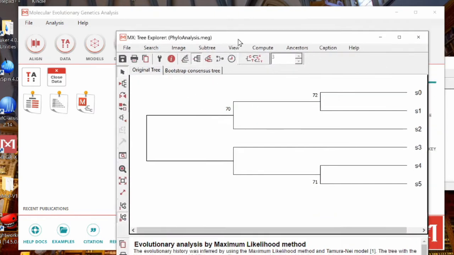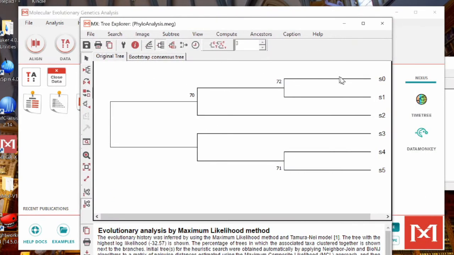All right, this is our tree. Let's look at the right side first. The good news is that we have the correct order of our sequences: S1, S2, S3, S4, S5. However, this branching pattern doesn't make any sense for us. The reason is that we have to put the origin, or root, of the tree somewhere here, because this tree is not rooted. The maximum likelihood method doesn't give you a meaningful root.